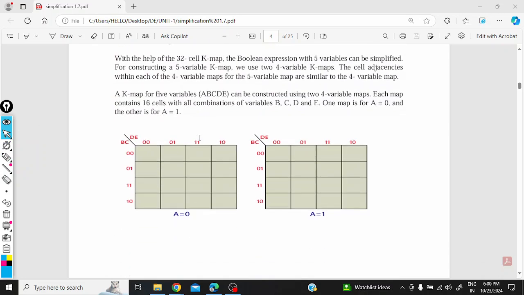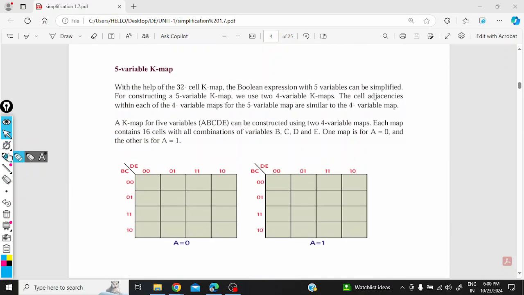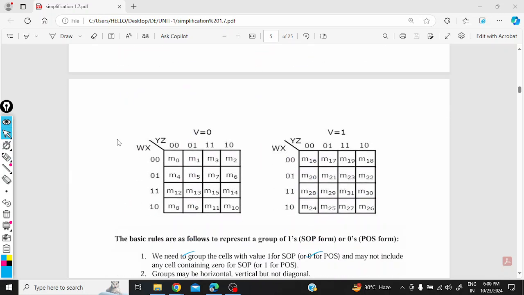Now coming to the five variable K map. In a five variable K map I am going to have two K maps, where for the first K map the value of A is 0, and for the second K map the value of A is 1. So the representation is in the same way. If you observe the minterms here, m0 to m15 are on the first K map, and m16 to m31 are on the second K map.